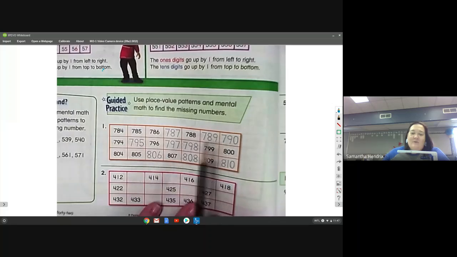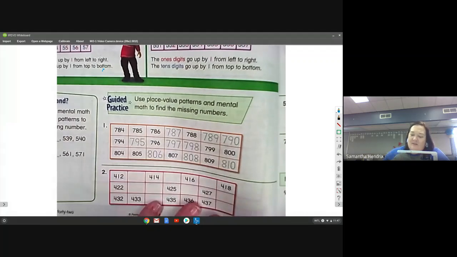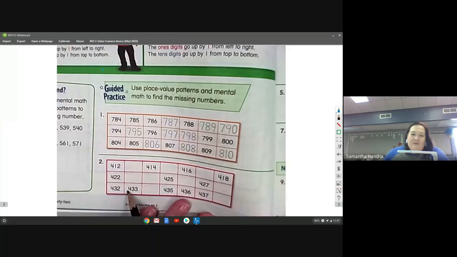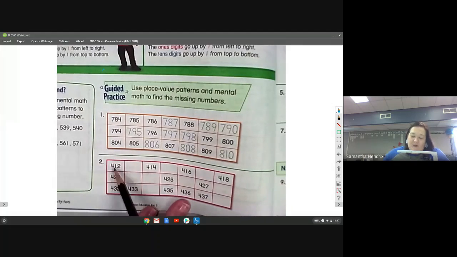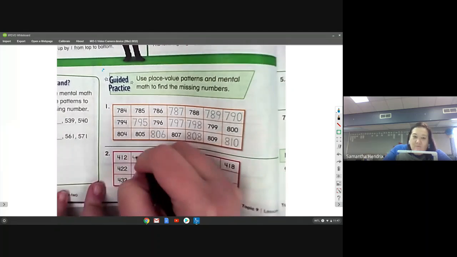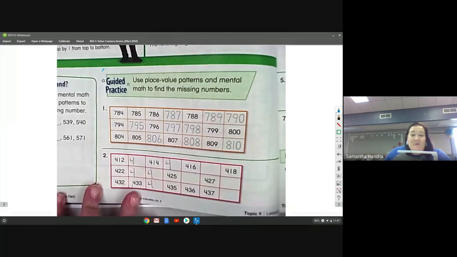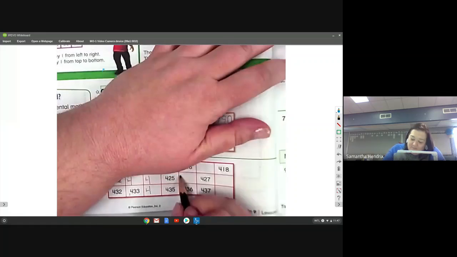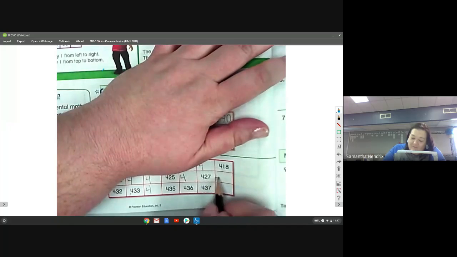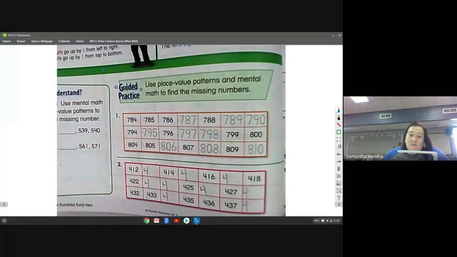So I just want you to pause and then go fill that in, okay? I'm not going to fill it in. You pause and fill it in. Now let's look at number 2. Our hundreds are all 4s, so they're all going to stay the same, okay? Piece of cake. I'm going to go in every box and put a 4 in my hundreds digit, just like that. Because every hundreds digit is going to be 4, okay?